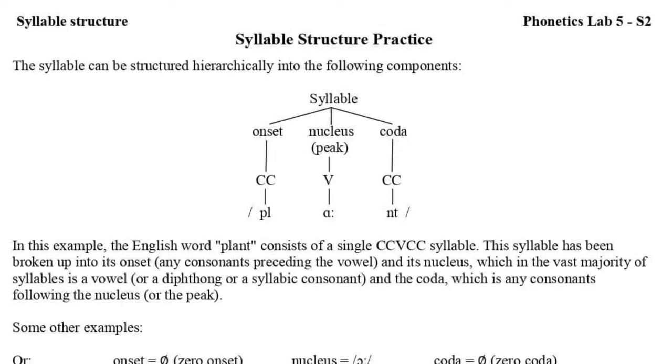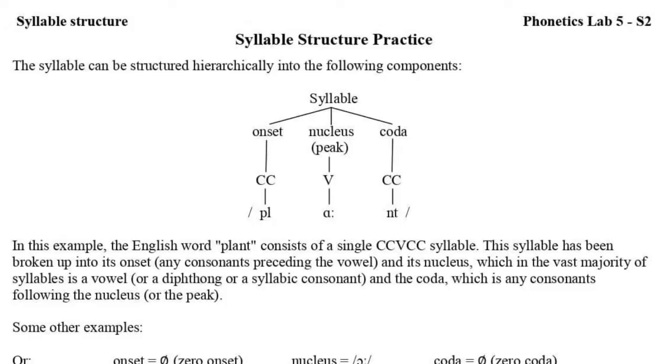Hello everyone. This lesson is about the structure of syllables in English, or syllable structure. As you have seen in previous labs, a syllable may consist of three elements: one element which is obligatory and two elements which are optional. The obligatory element, which we must find, is the vowel, and we may have some consonants before it and some consonants after it.